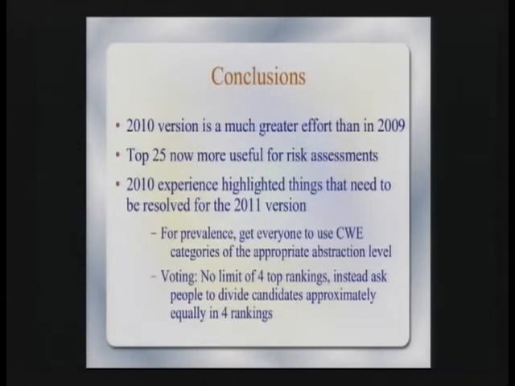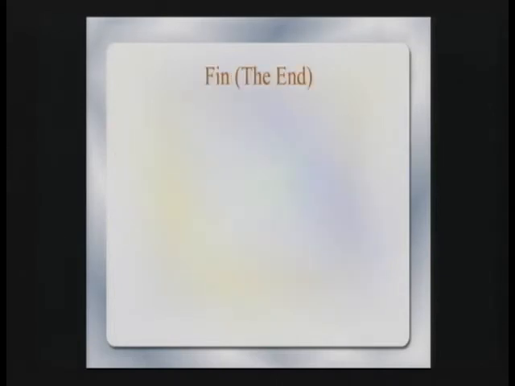So in conclusion, that was a much greater effort than last year. I think the list is going to be more useful for risk assessments. And we also found a lot of things that need improvement, such as getting data for prevalence. So that's it. We have time for a number of questions.